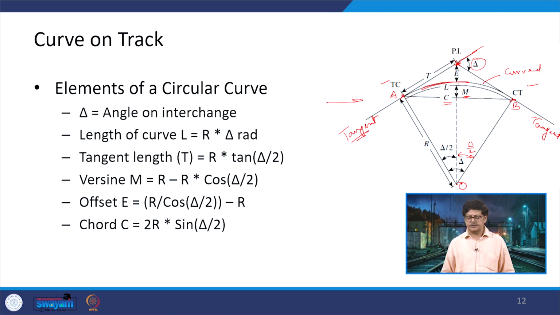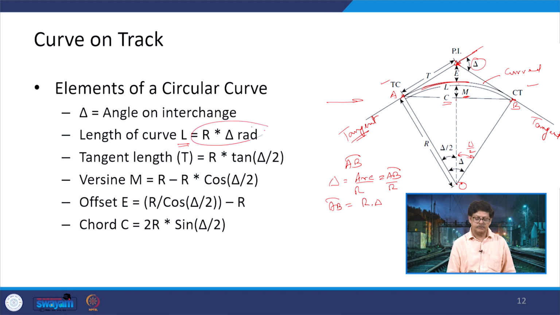Considering all of these things, now let us look at the elements. The length of the curve L, which is A, B, this one. Now, when we talk about the angle, what is angle? Angle is the arc divided by the radius. So, this angle is arc divided by radius. Arc here is AB divided by R. So, the arc AB is nothing but radius into delta, and that is what we have written here.